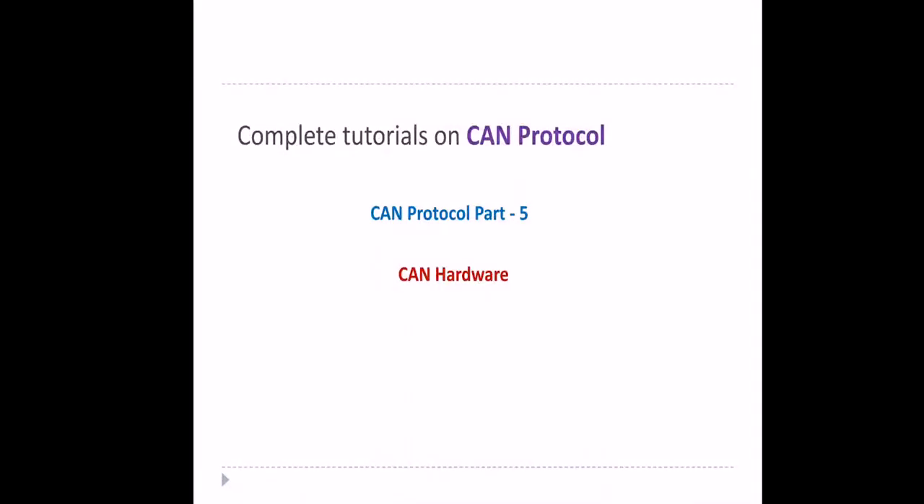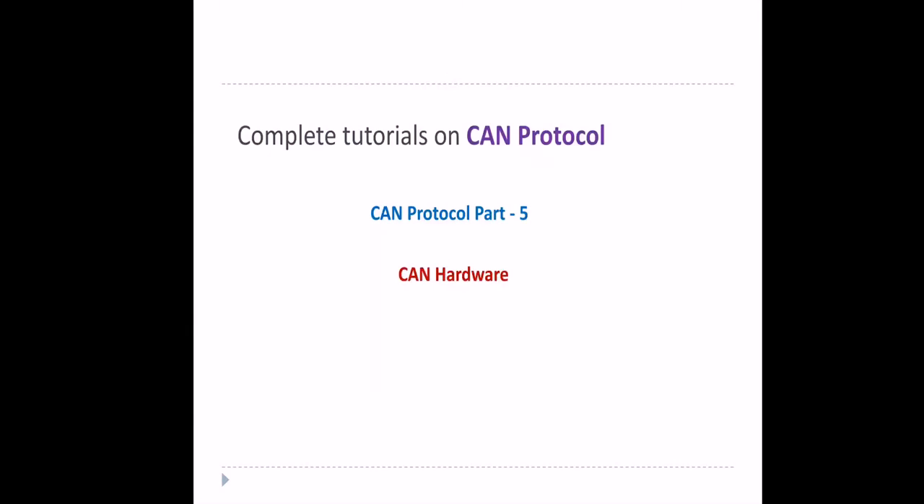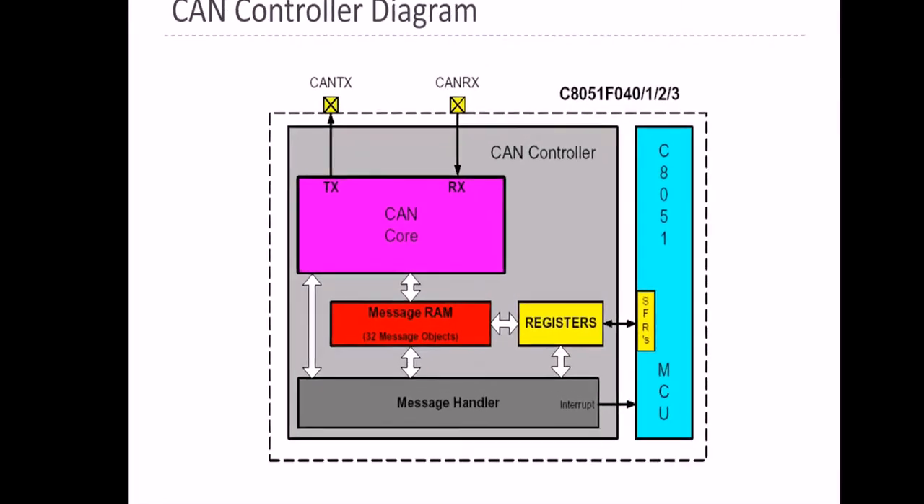This is the CAN protocol part 5 and the CAN hardware. In this we are going to see how the CAN hardware is composed, what the microcontroller is, what the CAN core is, where the registers will be placed, everything we will see in this tutorial. And yes, this is a continuation of the previous tutorial.